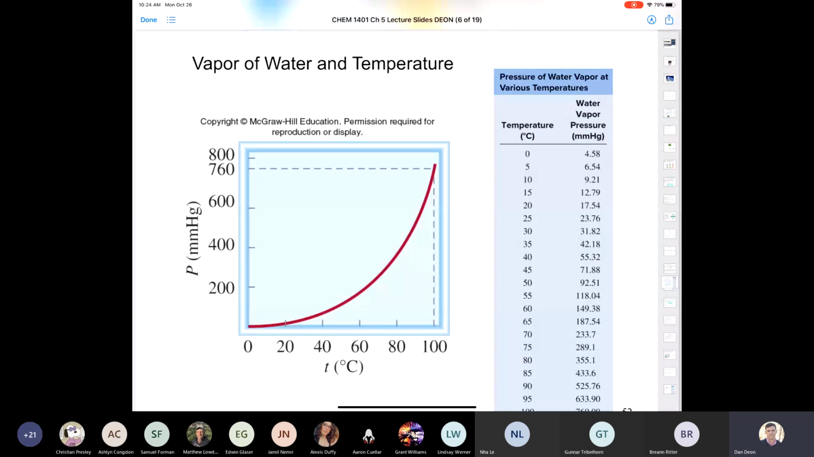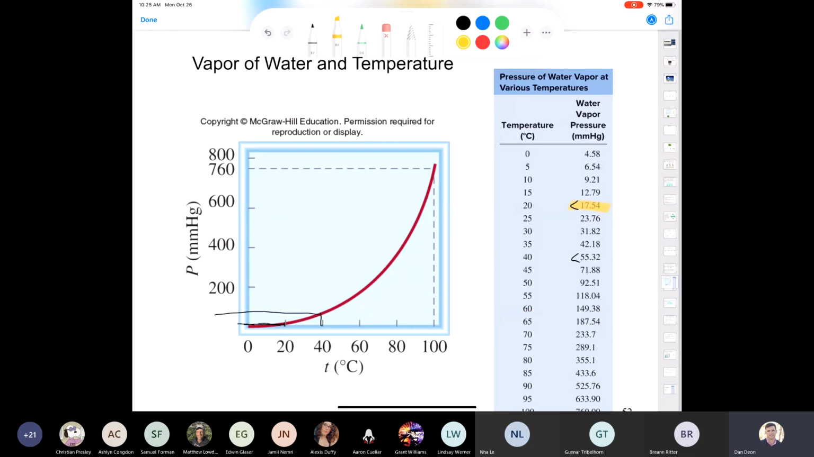I'm not a pro at drawing straight lines, but let's say you're at 20 degrees Celsius. At 20 degrees Celsius, you have a pressure of around 17.54, so that would be around here somewhere. If you're at 40, you can see it's a little higher, it's 55.32. So if you conduct an experiment at 20 degrees Celsius, when you collect that gas, you're going to have to subtract the pressure of the water vapor that's pushing up.